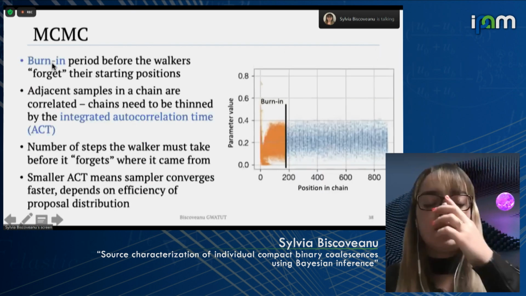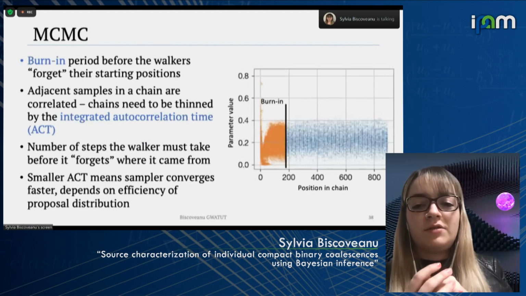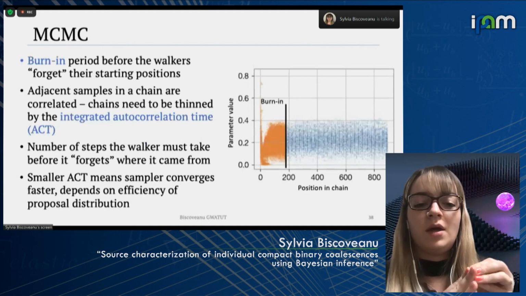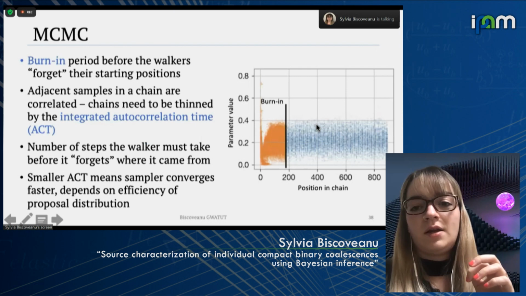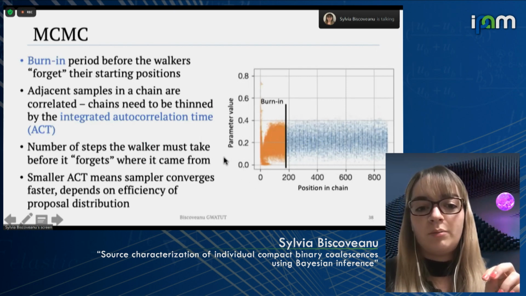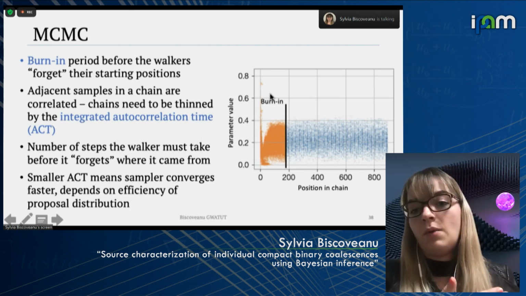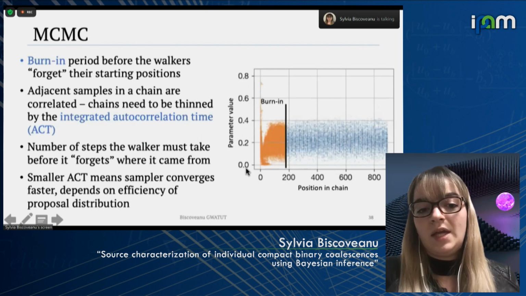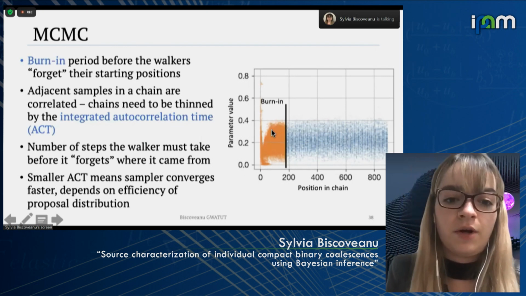Now for MCMC, the walkers, when they start off, take a while to forget where they came from. So the samples that you obtain at the start of the walk are going to be biased, and this is called the burn-in period. And so there are many different empirical ways to determine how long this burn-in period is, but basically you just have to throw away all those points because it's a biased representation of the posterior, just because the walker had to start somewhere.